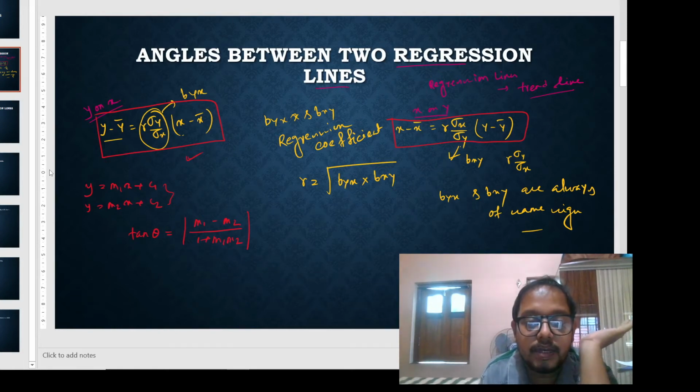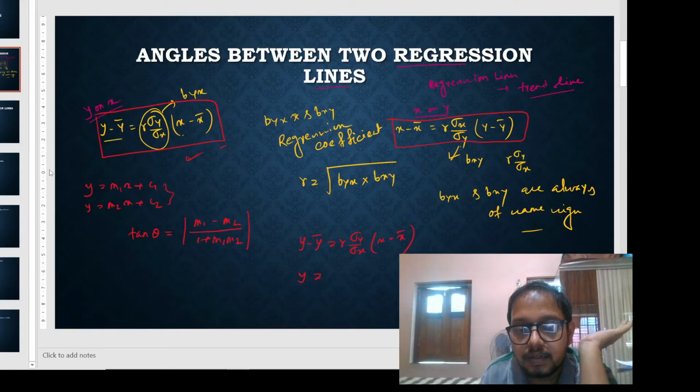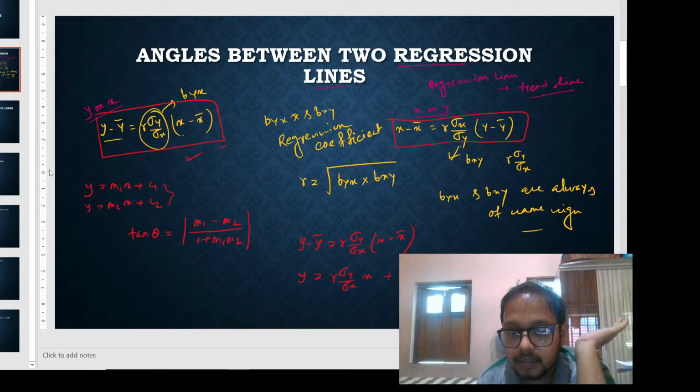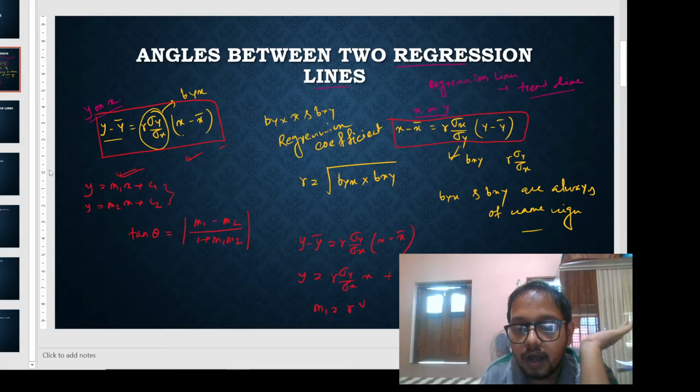Now see here, if we follow y minus y bar equal to r sigma y by sigma x into x minus x bar, we can write it as y equal to r sigma y by sigma x into x plus y bar minus r sigma y by sigma x into x bar. This is quite similar to the form y equal to m1x plus c1, so m1 is equal to r sigma y by sigma x. This is c1, the constant part.